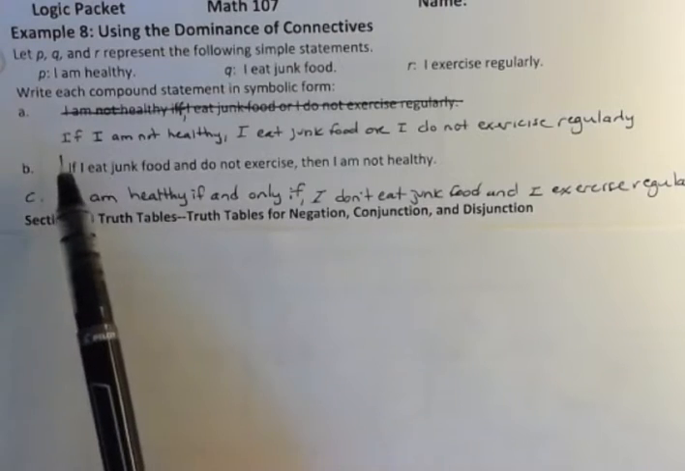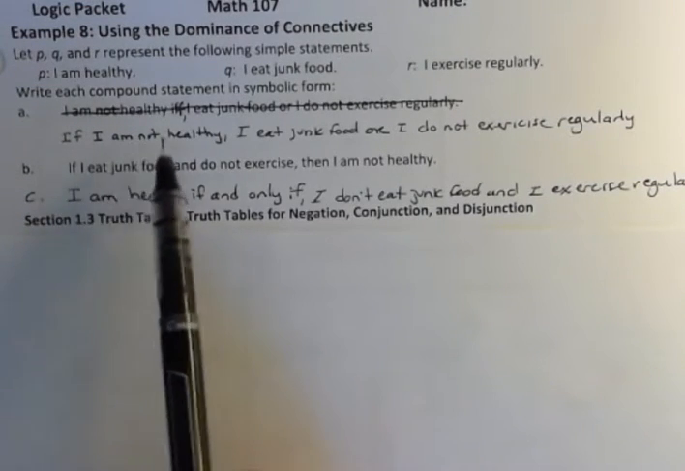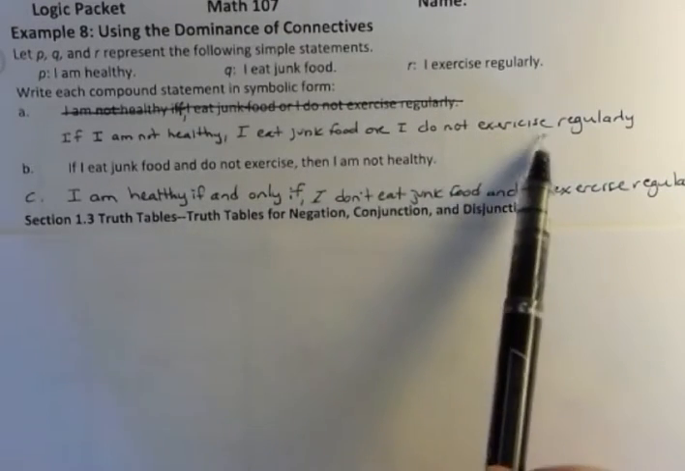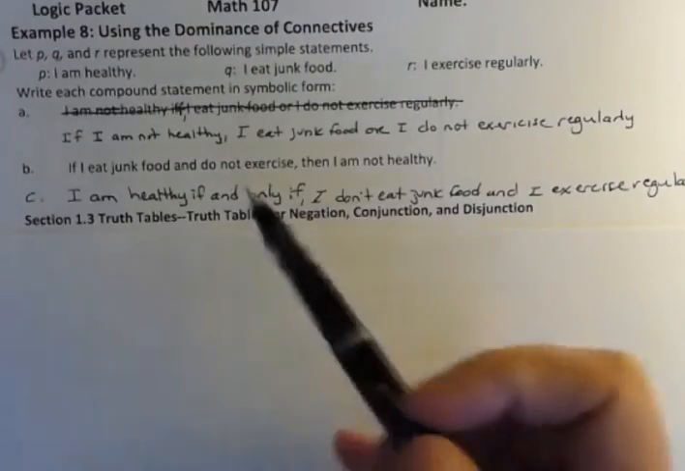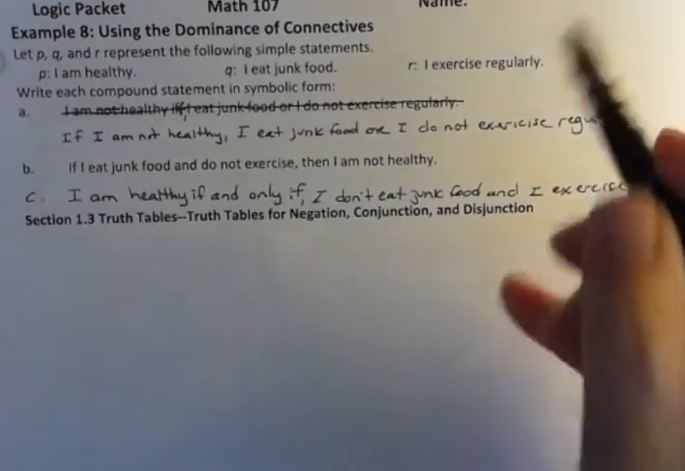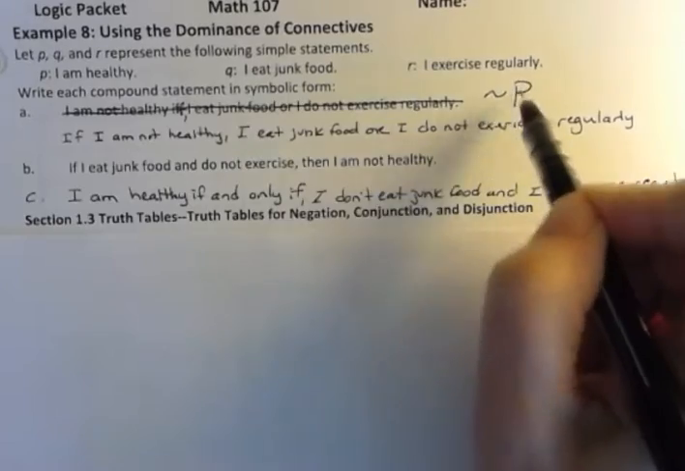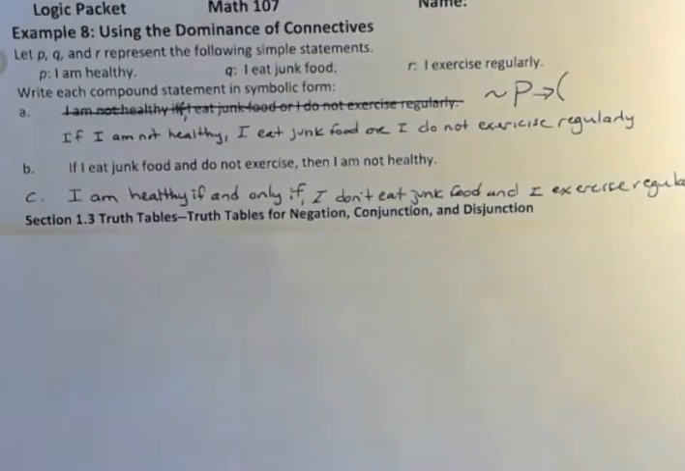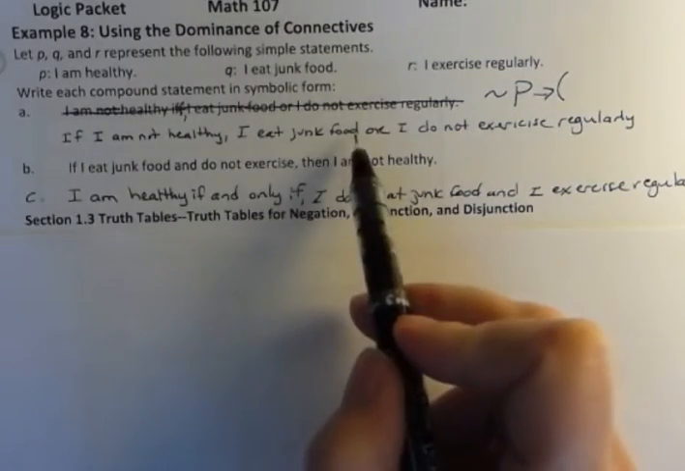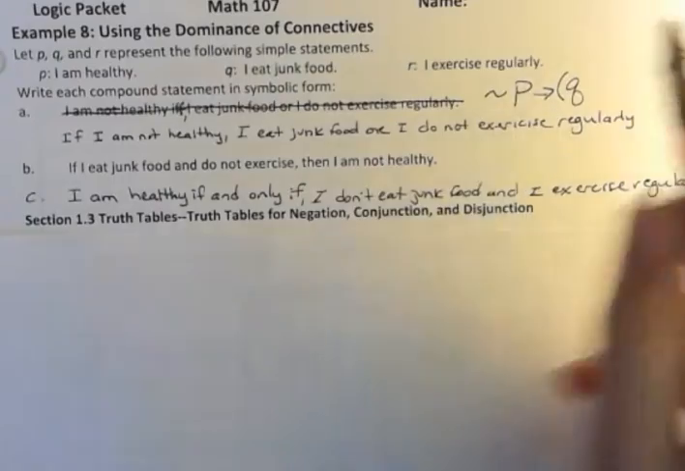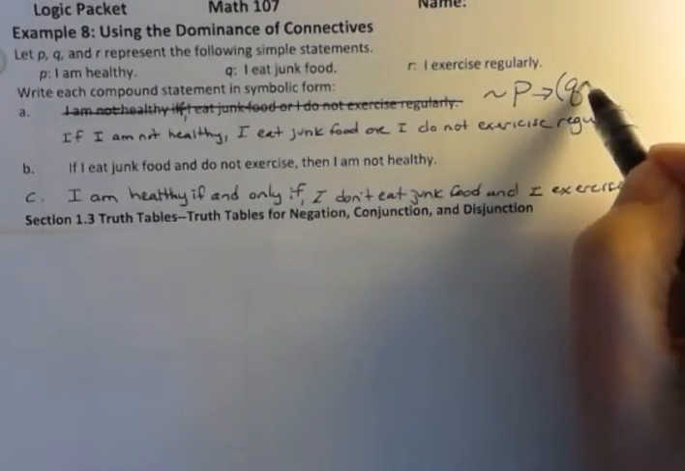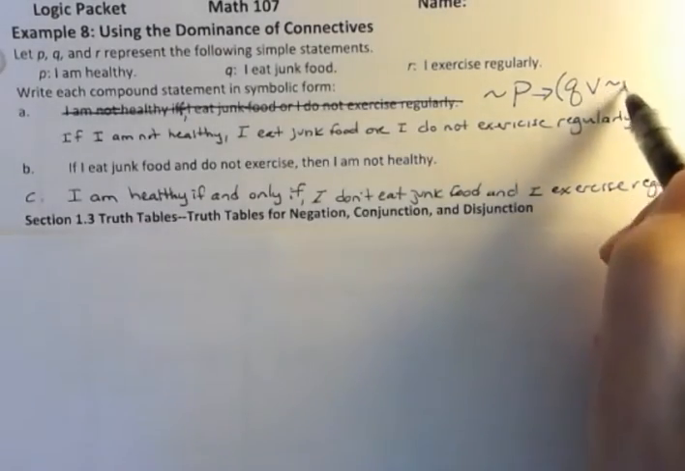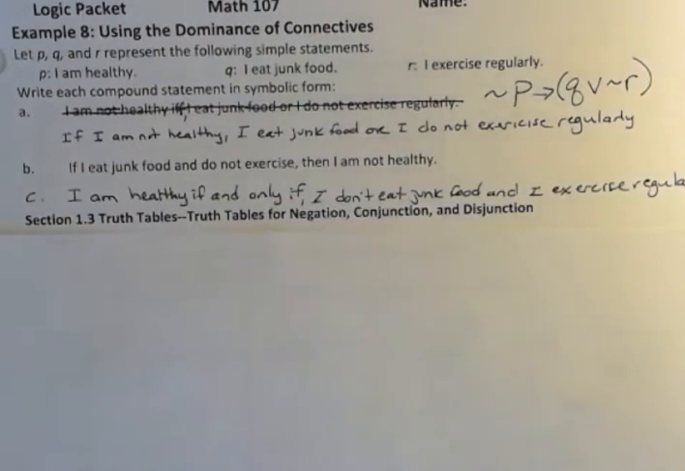So the first one that I finally figured out here is if I am not healthy, I eat junk food, or I do not exercise regularly. So not healthy, this is healthy, so I'm not healthy. If I'm not healthy, then, and here's where I'm going to connect these two things, I eat junk food, which is Q, or, that's my disjunction, or I do not exercise regularly. So that's how I would say that one.